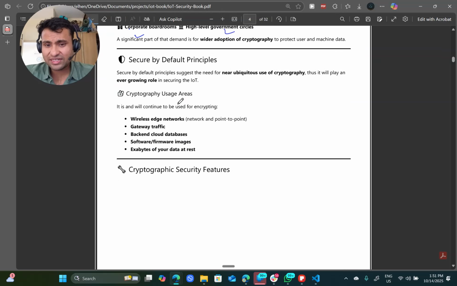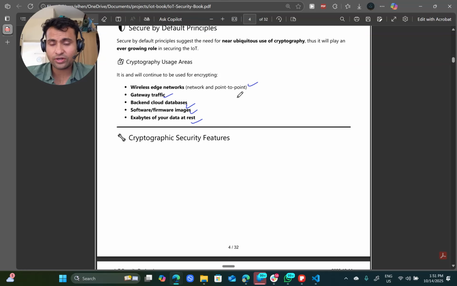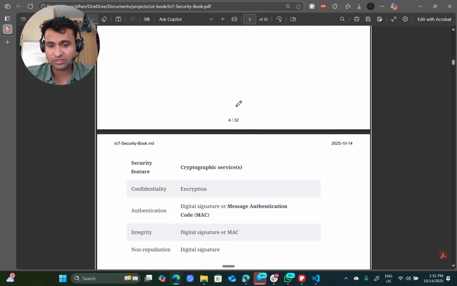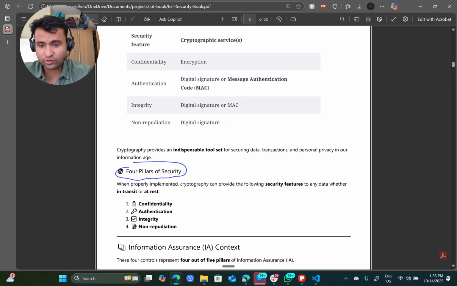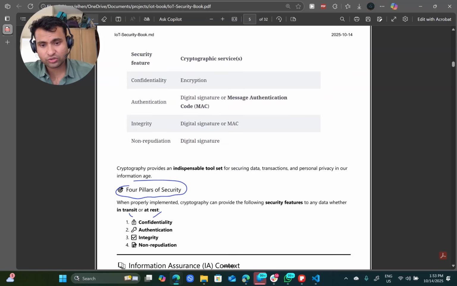So, whether it is a wireless edge network, either point to point or wirelessly, or gateway traffic, or backend cloud databases, software, firmware images, exabytes of your data at rest, all of this requires security by default, like the security principles. Whenever we talk about any protocol, any security principle, there are four pillars of security. And whether the data is in transit or at rest, we have to ensure these four things.